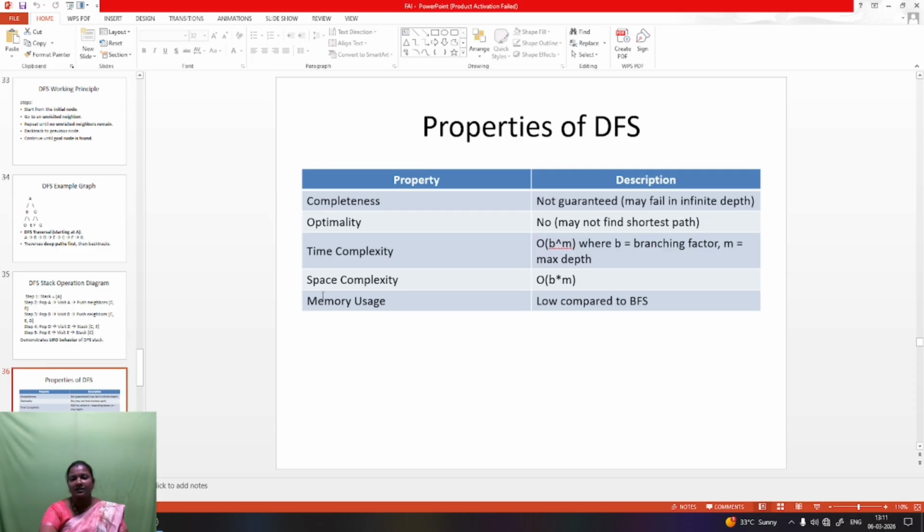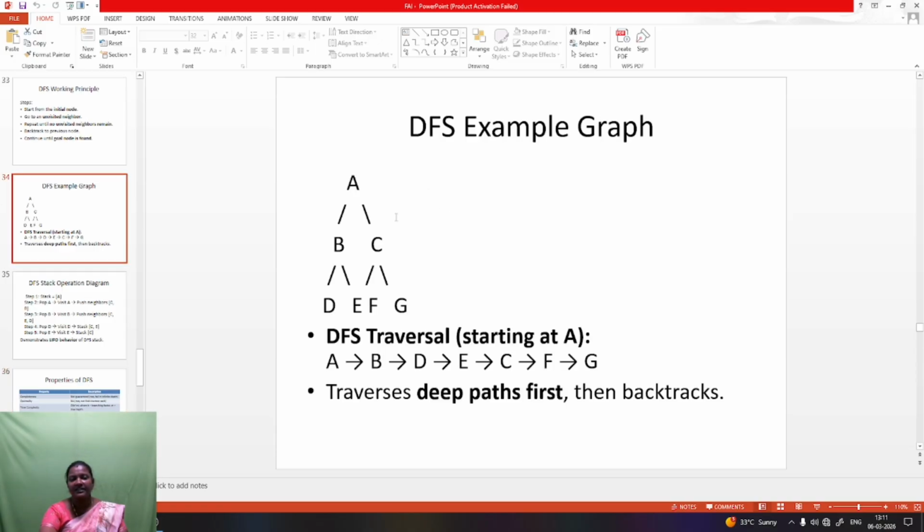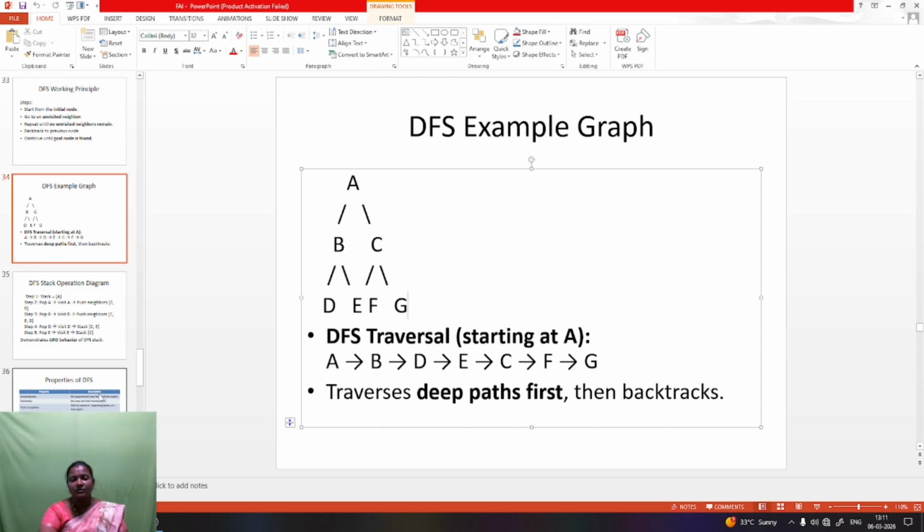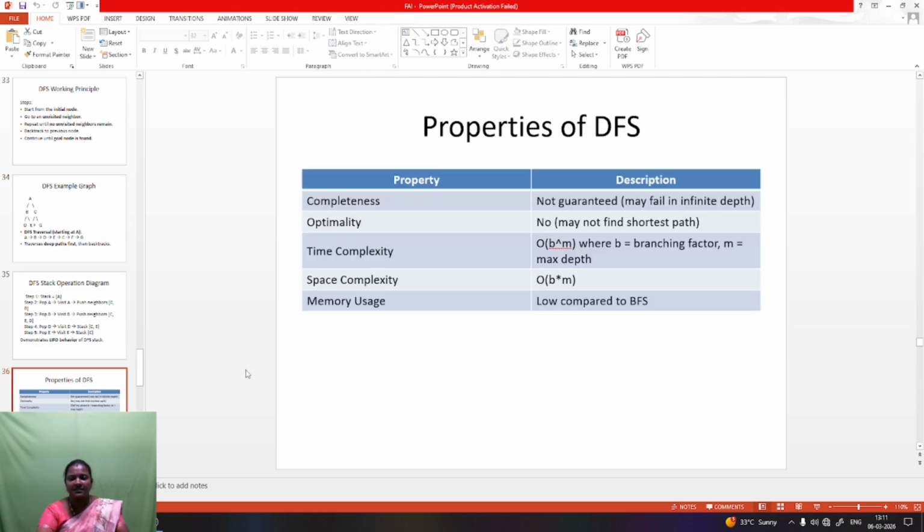Then space, where m equals the maximum depth. Depth means the level of the tree. Here the levels are level 0, level 1, level 2, so the depth is only 2. The formula for space complexity is big O of b times m. The memory usage is low compared to BFS.